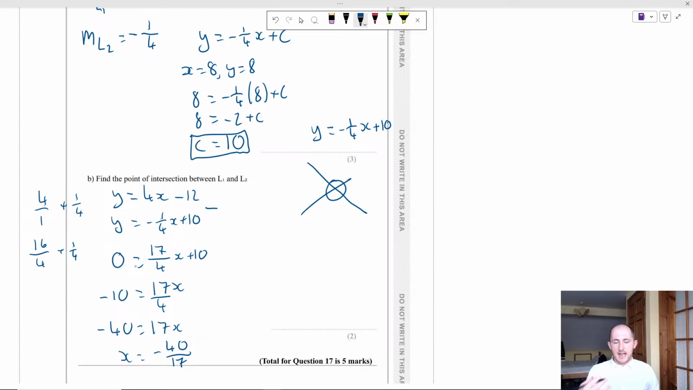To find the actual y coordinate, all we have to do then is substitute it into one of the two equations. In my opinion, the easier one is the original. So y is equal to 4 times 40 over 17 minus 12. Y is equal to minus 160 over 17.